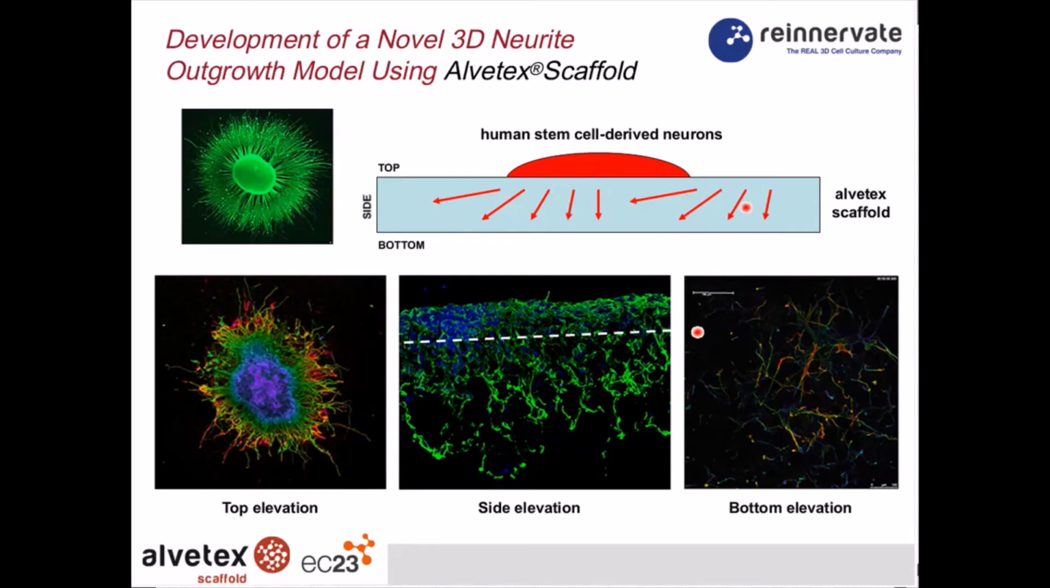So then what we can do is visualize the neurosphere on the surface of Alvetex, either from the top, the side, or the bottom, using fluorescence microscopy. So here we are from the top, the side, and the bottom. You'll see the neurites radiating out, but they're also now going into the material, okay, from the side elevation. And these neurites have journeyed all the way through the scaffold, okay, so they're on the bottom here, and you can see them very clearly, and you can measure and quantify them.